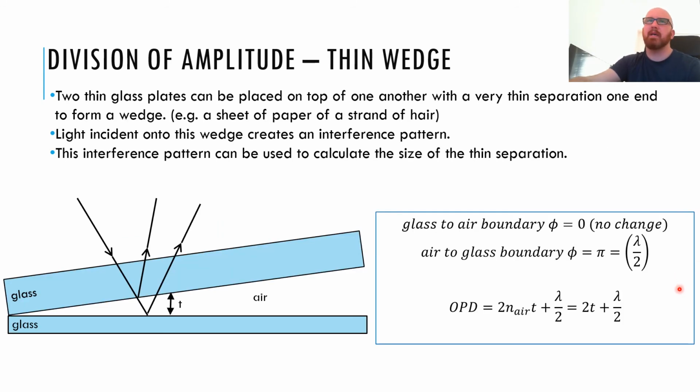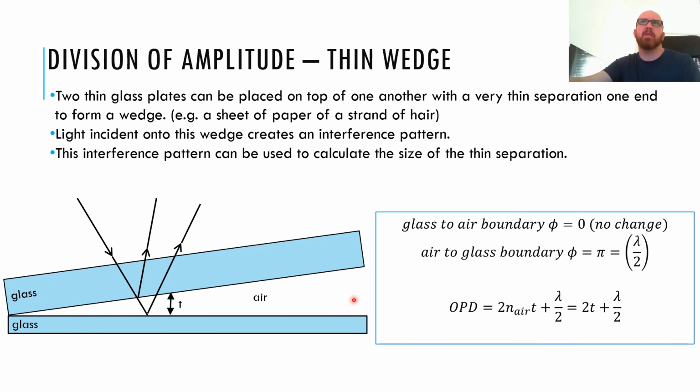Right, the last example is something known as thin wedge interference, or division of amplitude by a thin wedge. What we have here is two glass plates, one on top of the other, usually something like a microscope slide, these tiny little glass plates, and one very thin separation at the end, and this separation is something like a sheet of paper or a strand of hair, something that you can't really measure. In a lab you could measure it with some fancy measurement device. In a classroom, you can't do that.